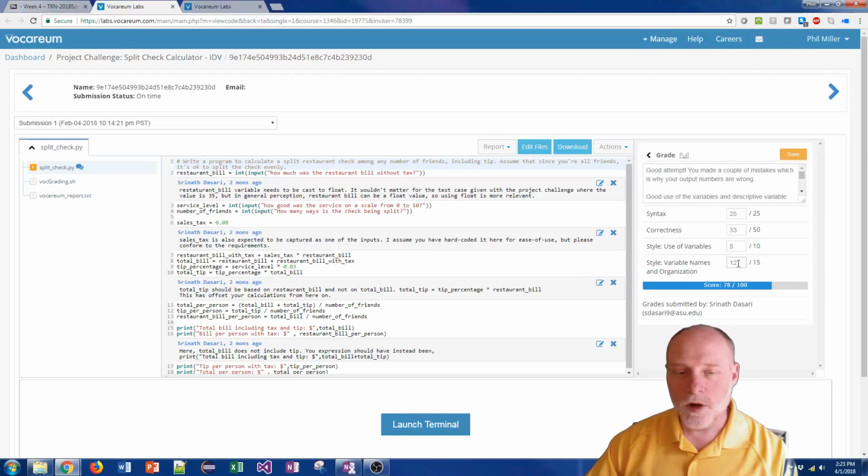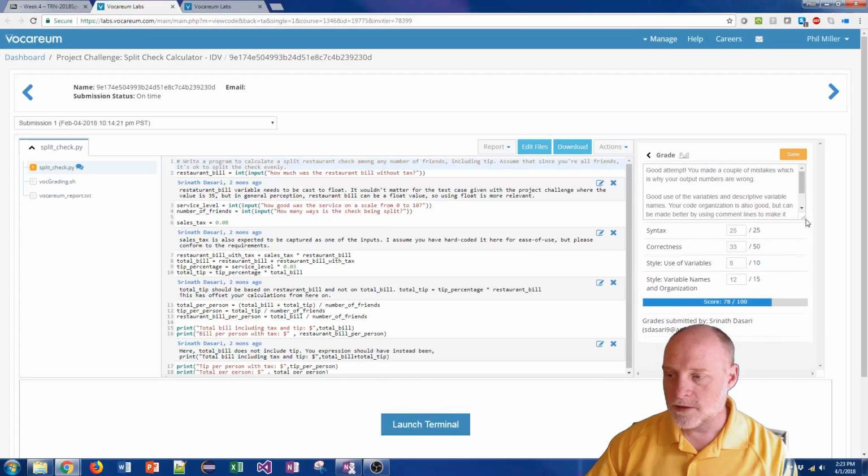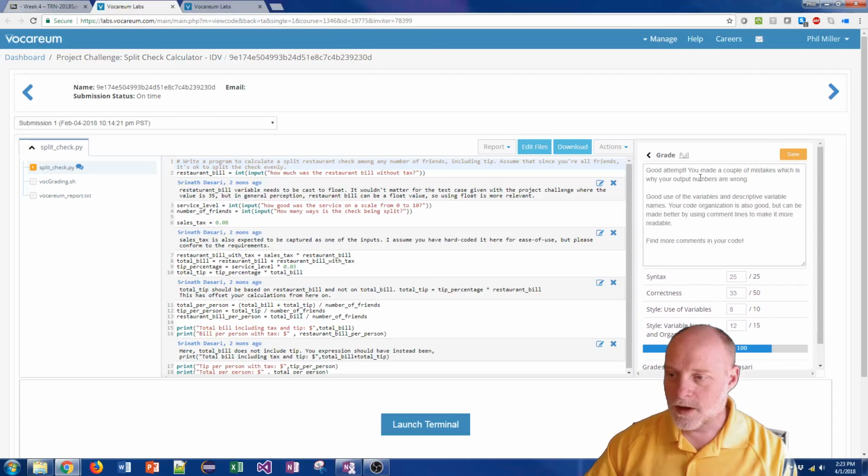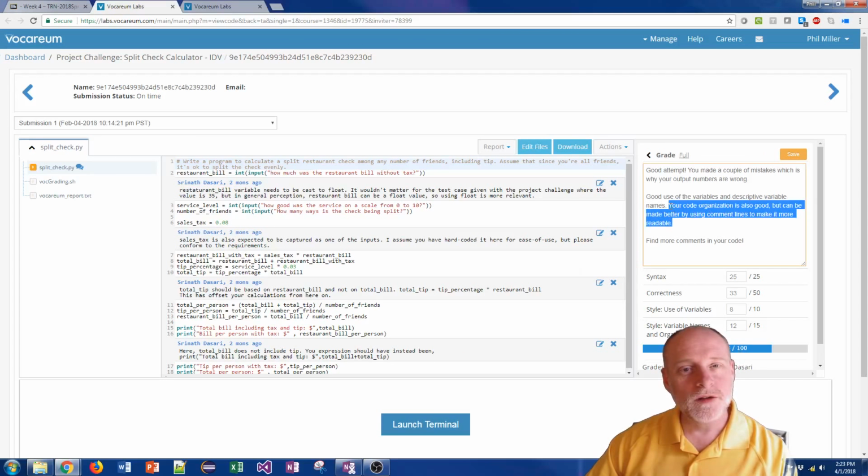So some small issues. And let's take a look at the comments that this grader left. They said it was a good attempt. You made a couple of mistakes, which is why your output numbers are wrong. Good use of variables and descriptive variable names. Your code organization is also good, but can be made better using comment lines to make it more readable. So this is an example of pushing the students to that next level. Naming your variables is great, but also it might be a good idea to put some comments in the code.